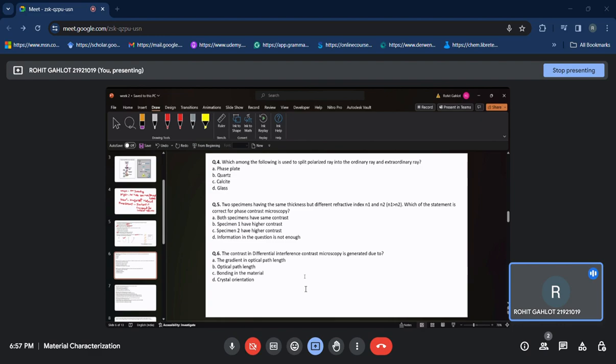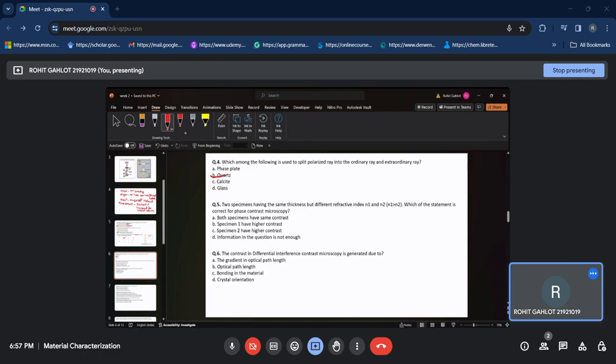And the fourth one is, which among the following is used to split a polarized ray into the ordinary ray and extraordinary ray? So this is quartz. This is a birefringent material, so this is the correct answer.